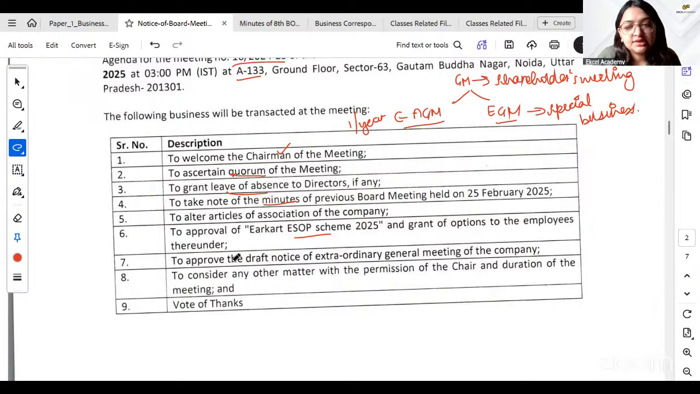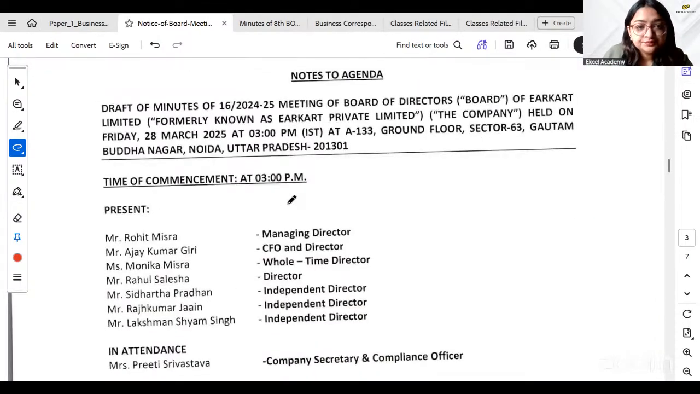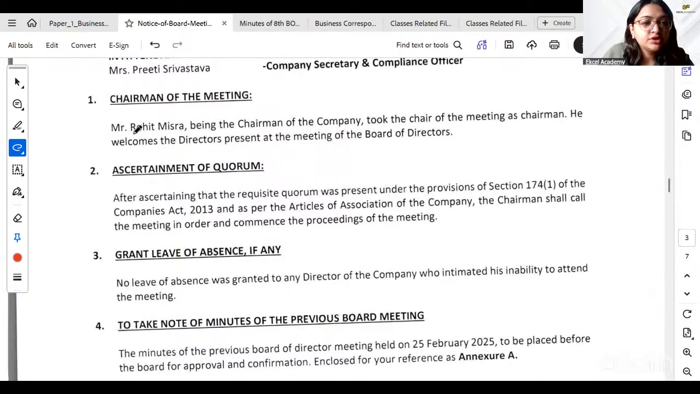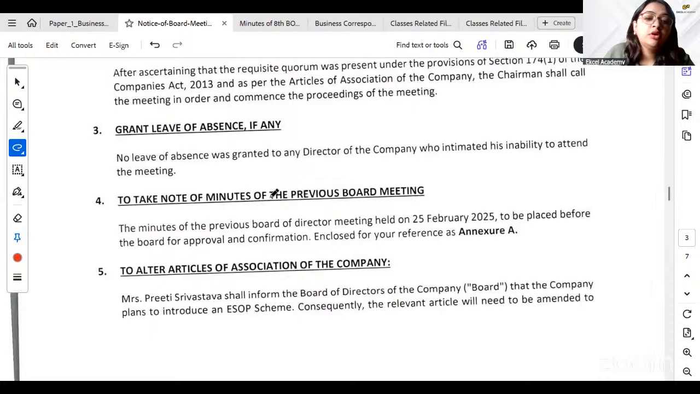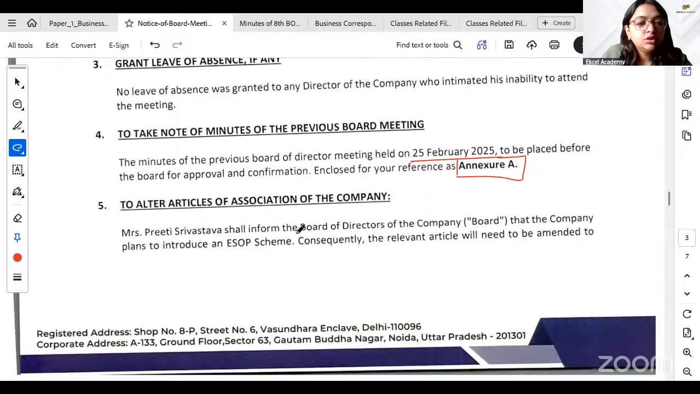So that is what is being discussed here, saying to approve the draft notice of the EGM of the company, to consider any other matter, and then you have vote of thanks. So companies also go a step ahead and explain each one of these items, right, which is being done here. So you have chairman of the meeting. So you are saying who will be the chairman, the quorum, to take note of the minutes of the previous board meeting. You have mentioned that, and they're also saying that the minutes are available here in Annexure to alter the AOA.